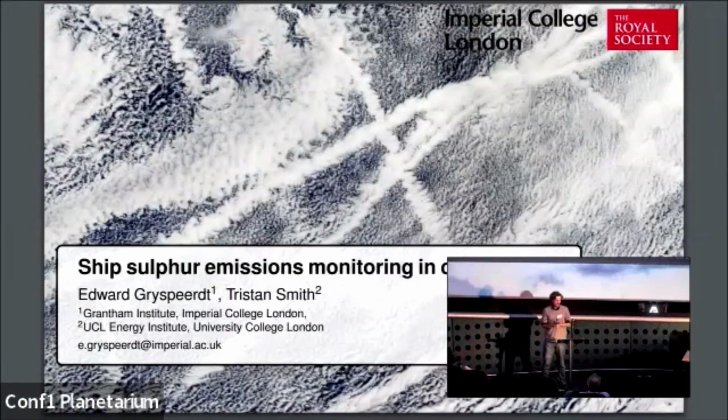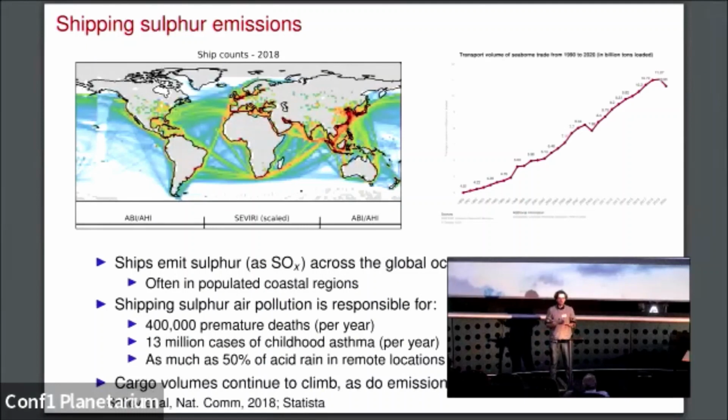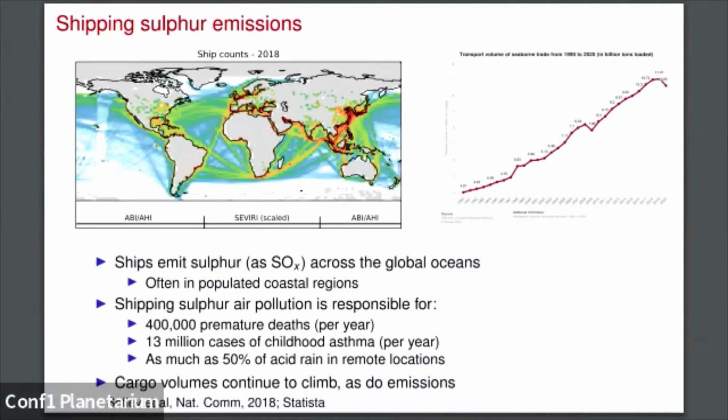Yes, so I'm going to be talking about some of the work we've been doing looking at ship emissions. Now, a lot of my work is looking at clouds, which is a little bit different to what people have been doing here in the past, for understanding how clouds behave, but that also tells us something about what the ships are up to as well. So ships emit sulfur, particularly sulfur dioxide and sulfates, across the global oceans, often in populated coastal regions, but also in the middle of the open ocean. And shipping sulfur as air pollution is responsible for large numbers of premature deaths and cases of childhood asthma, as well as significant amounts of acid rain, particularly in remote locations.